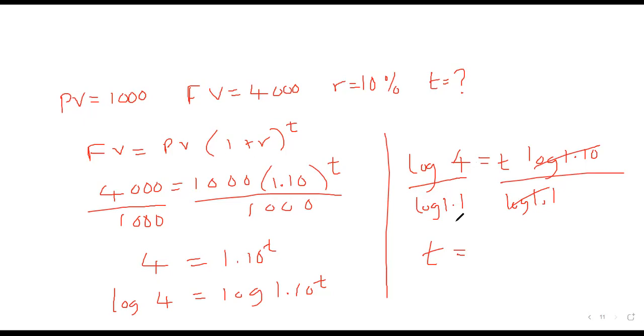I hope you know where to find the log on the calculator. Just compute it once together. Log 4 over log 1.1. What's the final answer? 14.545. So this is the time it will take for it to grow to 4,000.